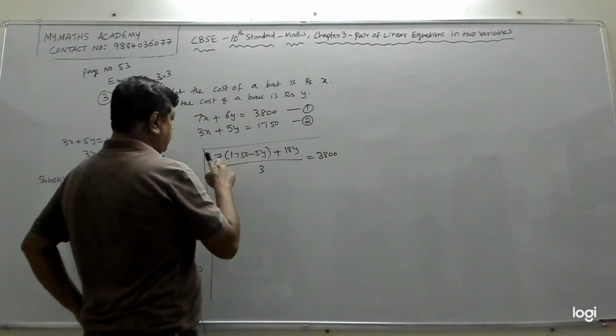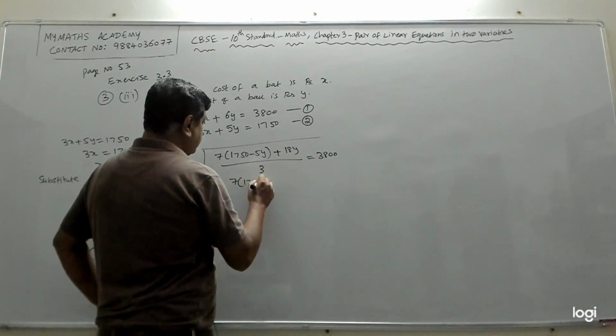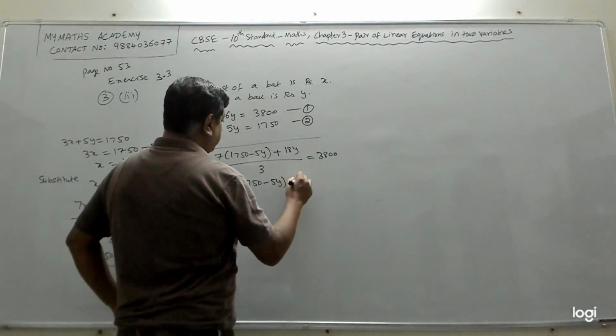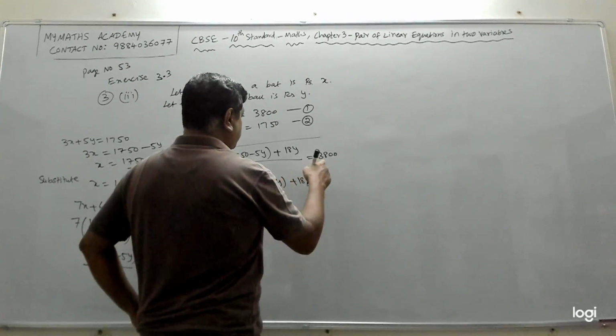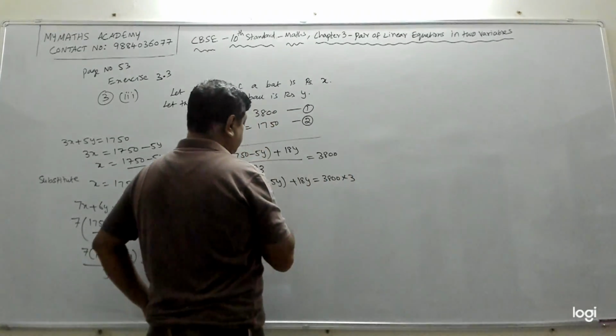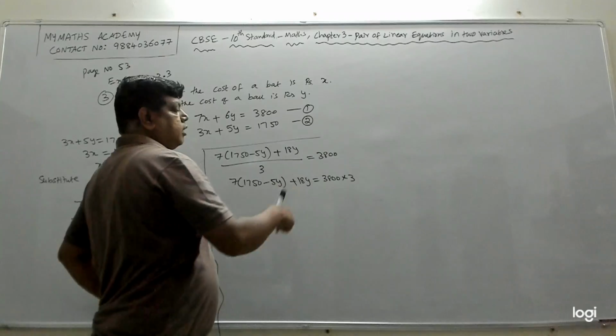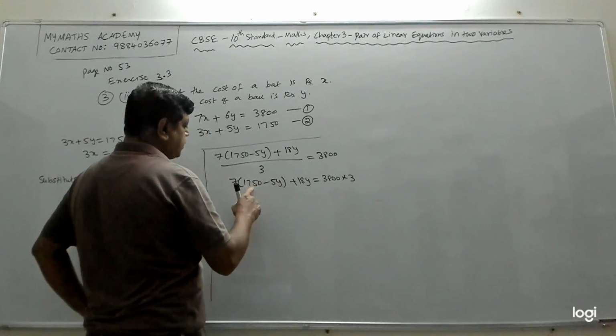Fine. Now let's do this. So this is 7 into (1750 minus 5y) plus 18y equal to 3 times 3800. This 3, it is in the denominator, if it goes, it will go to the numerator. Now let's multiply this. What is 7 times 1750?